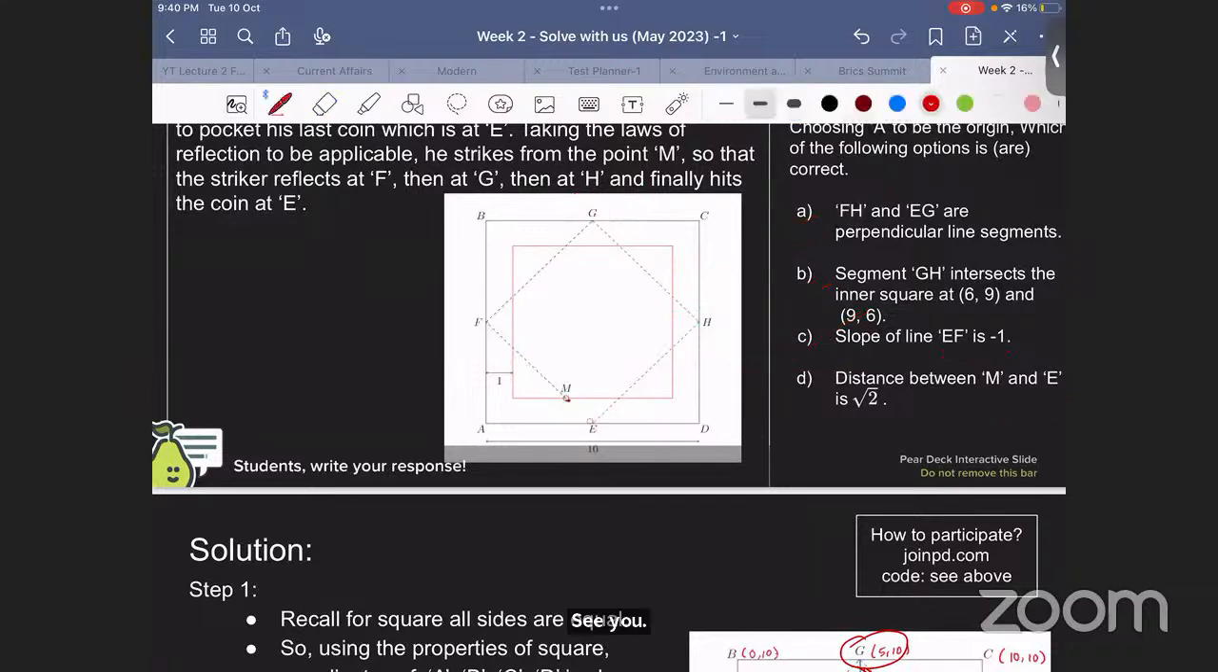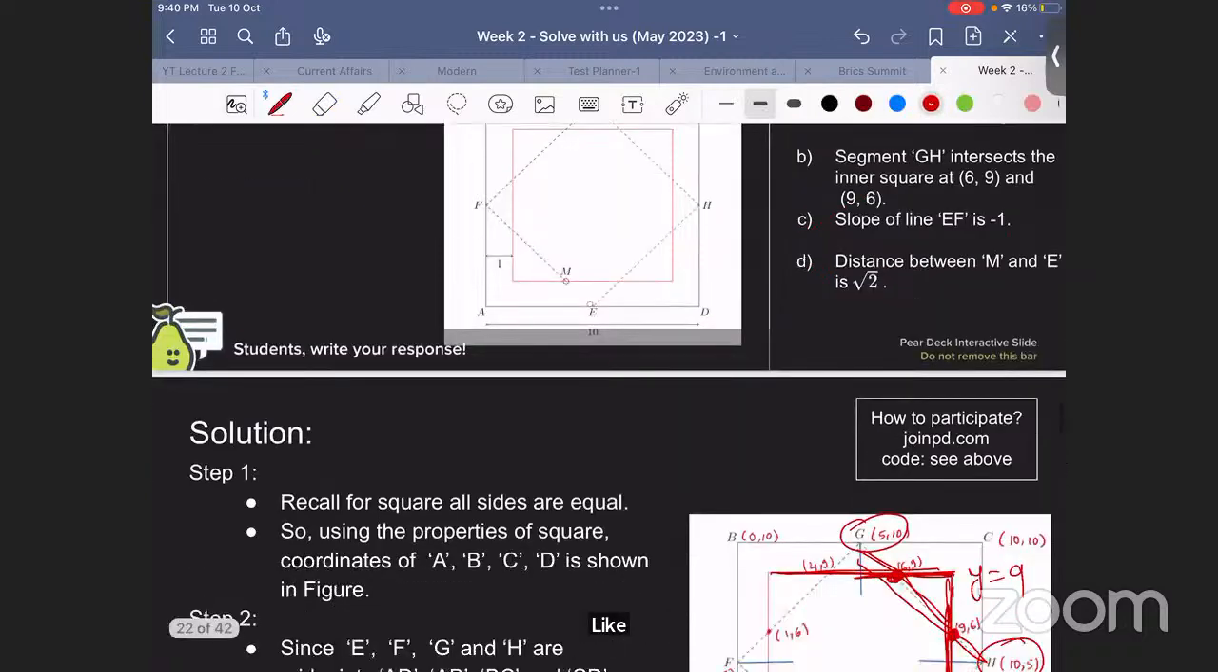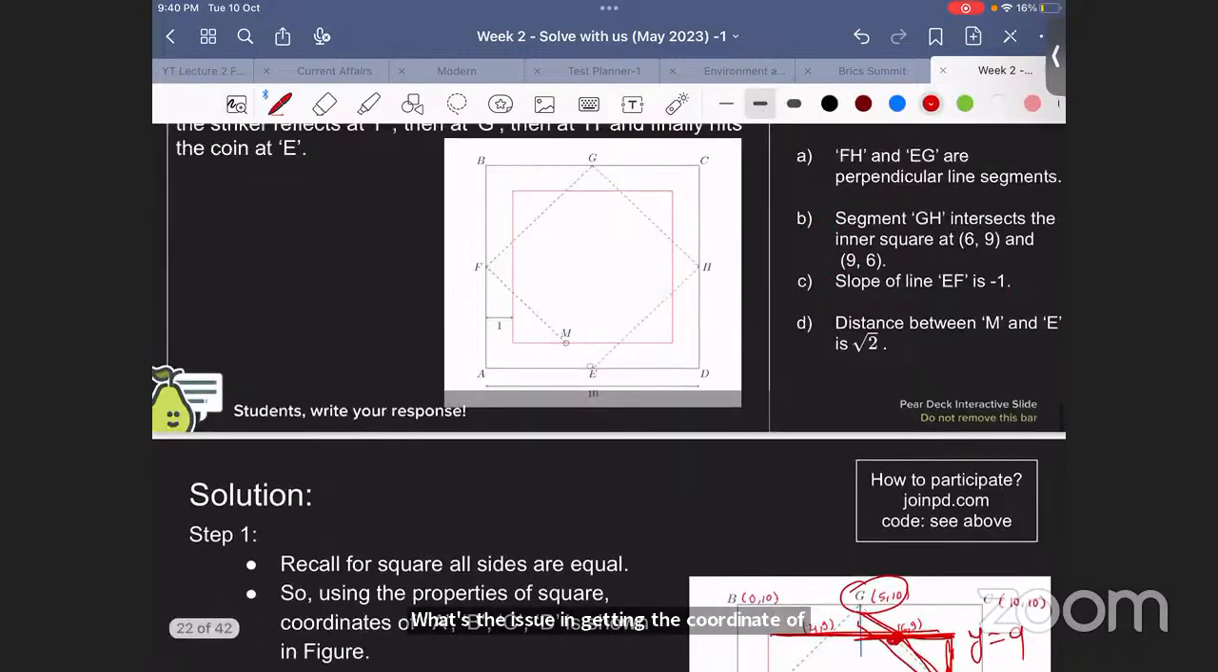So the problem here is finding the coordinates of M. What's the issue in getting the coordinate of M? Sir, no information about the location of M is given. Okay, so you have the coordinate of F, right? F has been given. Yes. Then with the equation of this line, you can get the coordinate. Okay, got it.